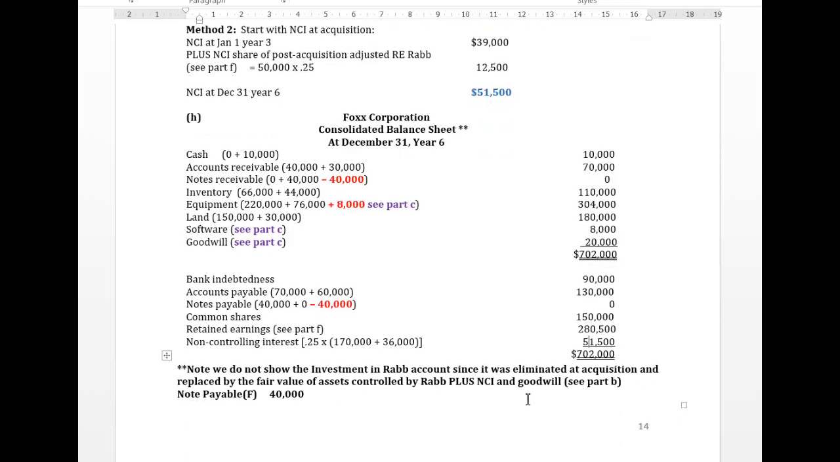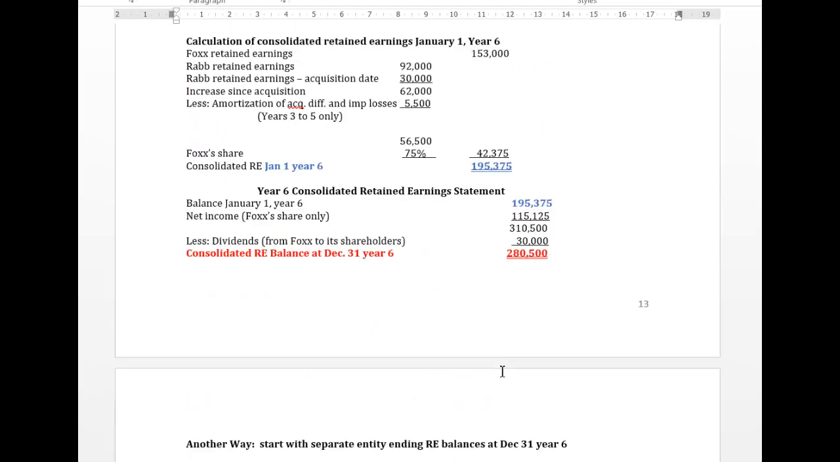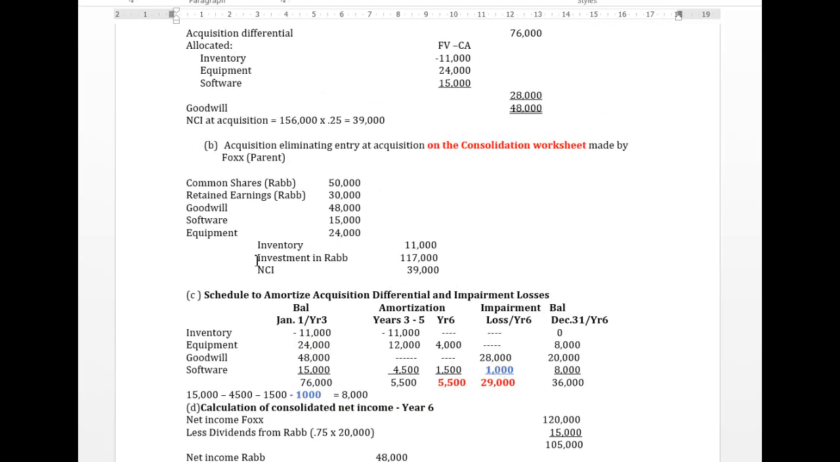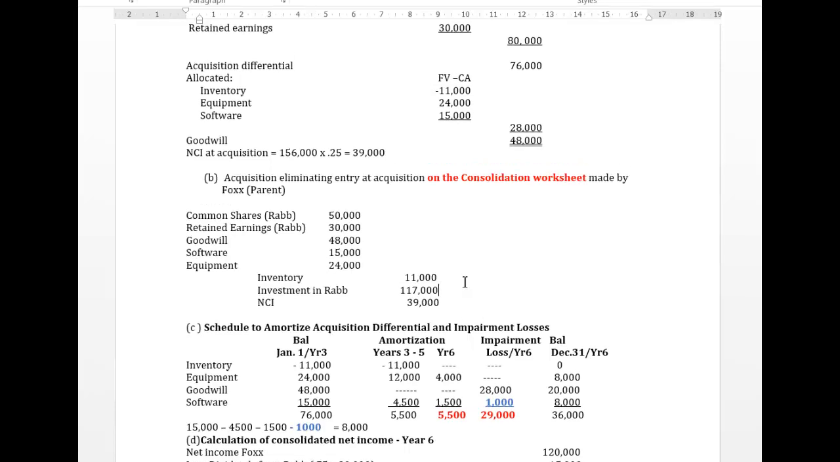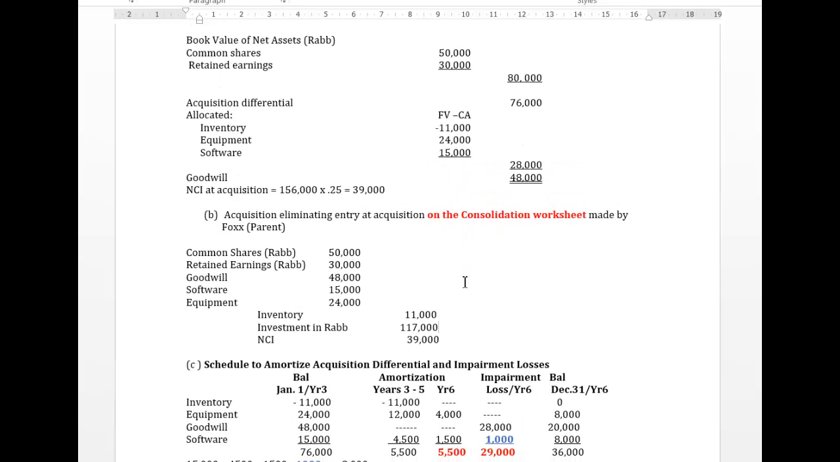Now I just made another note, as I did in previous questions, to make sure you understand why we don't include the investment in Rabb, the subsidiary account, in the consolidated balance sheet. Don't forget, that's one of the key reasons I make you do the acquisition eliminating entry. Hopefully it sinks in that you are eliminating that account balance. So you are not including that 117,000 in your calculated balances for the consolidated balance sheet.